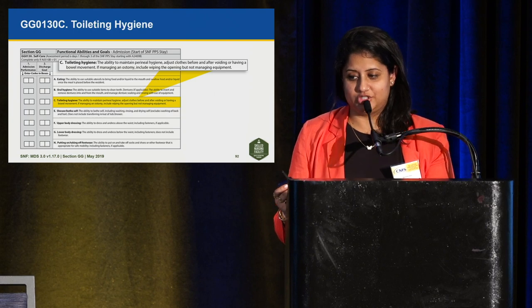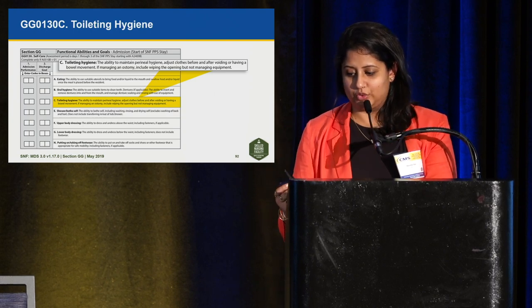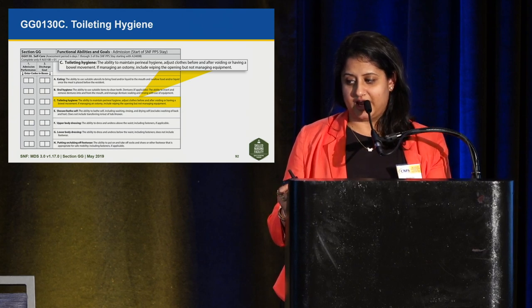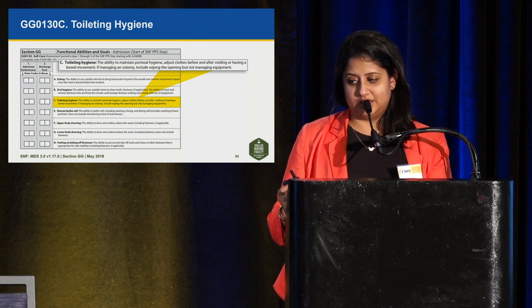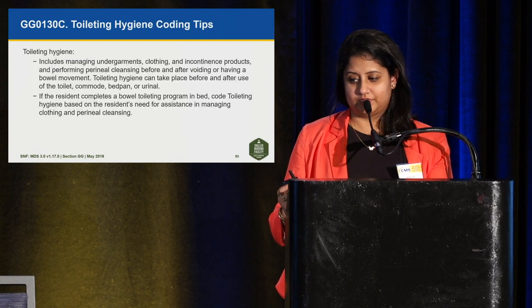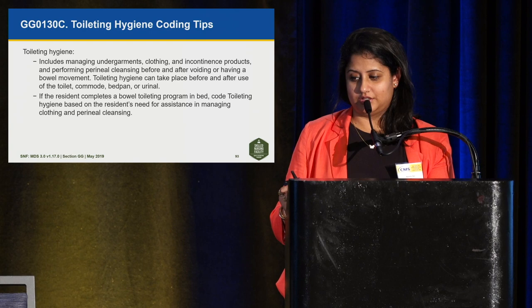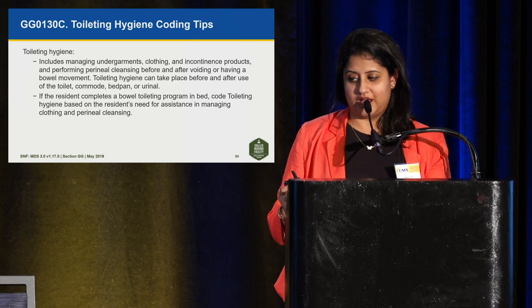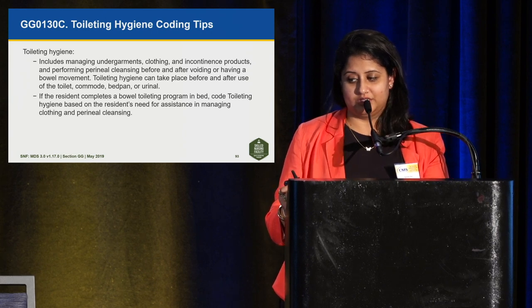Okay, so the next item, GG0130C, is toileting hygiene, and the definition for this is the ability to maintain perineal hygiene, adjust clothes before and after voiding or having a bowel movement. If managing an ostomy, include wiping the opening but not managing the equipment. Some tips for GG0130C toileting hygiene include managing undergarments, clothing, and incontinence products, and performing perineal cleansing before and after voiding or having a bowel movement.